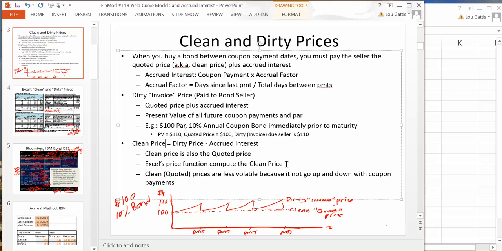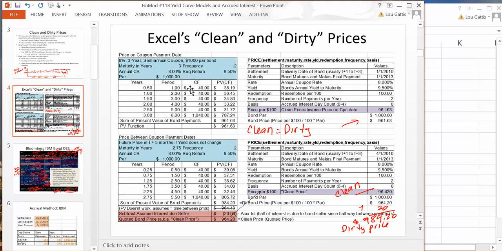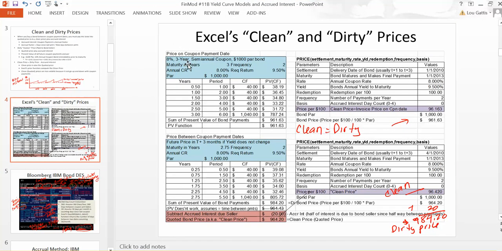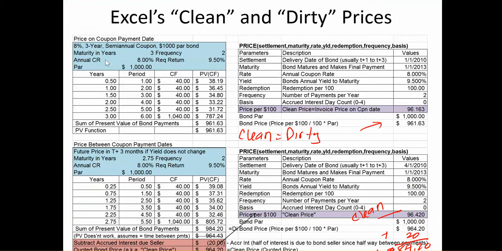By the way, Excel's price and yield functions, or at least their price function, is only giving you the clean price or the quoted price. So let's look at a little example here of this bond. Here's a bond, which is an 8% 3-year semi-annual coupon bond, $1,000 par. We're exactly 6 months away from the first coupon payment date. So you can think of this bond as a brand new issue or one that just paid a coupon payment. Bottom line, it has 3 years left, but you're still 6 months away from the first semi-annual coupon.